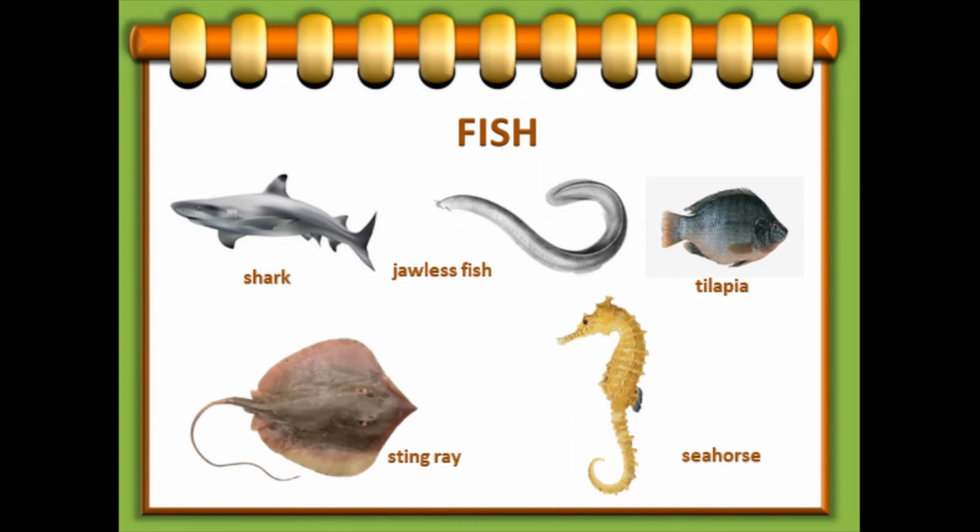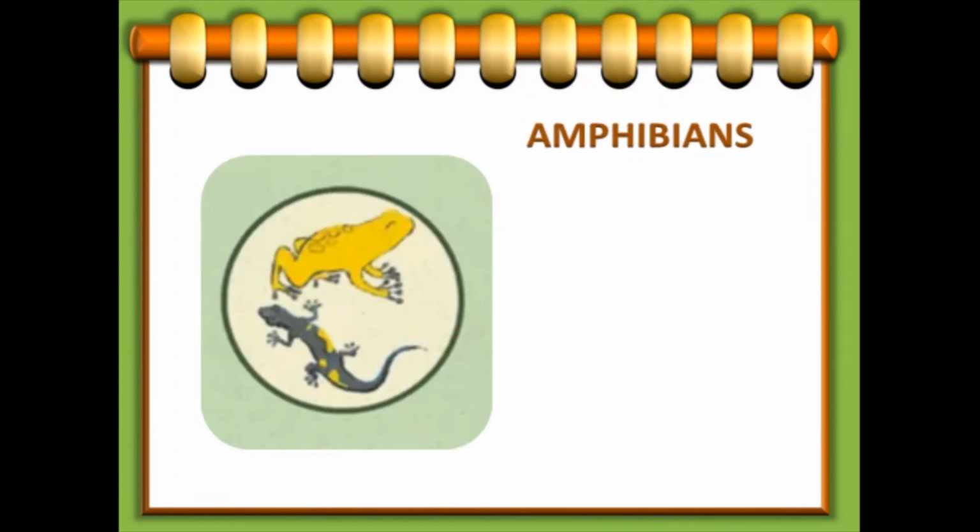Good job. These are classifications of fish. You might ask, what about dolphins and whales? Aren't they fishes? You will know the answer as we go along the lesson. Okay, clear enough for fish. Let's go to the third one. These creatures are considered amphibians. Again, amphibians. Can you say it?